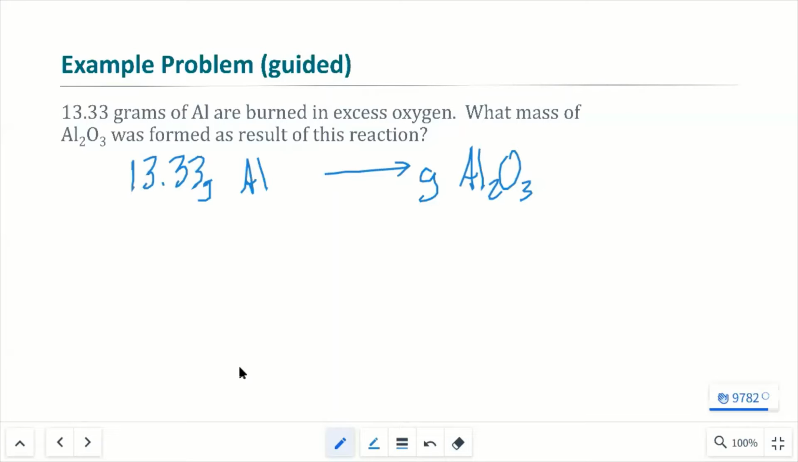Since we are crossing the barrier between reactants and other reactants or compounds, we're going to need to use the mole map. We're going to need to do stoichiometry, which means we need to have a balanced equation. So we've got aluminum reacting with oxygen to make aluminum oxide.